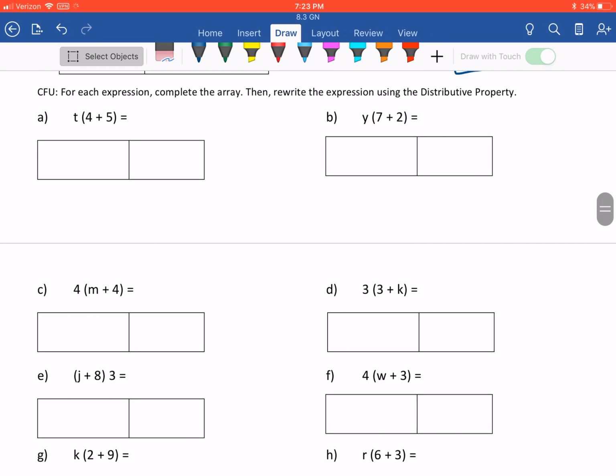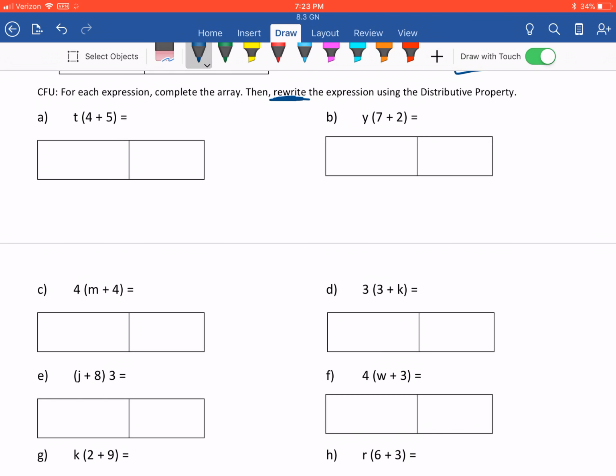All right, there are a couple of CFUs here. I'm going to do 2 of them, and then you're going to do the other 6, and we'll check them in class. Okay, so CFU, for each expression, complete the array, then rewrite the expression using the distributive property. So you're going to rewrite them after you distribute.